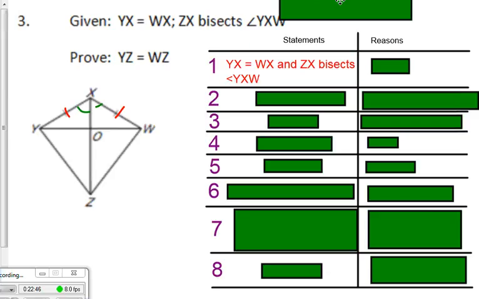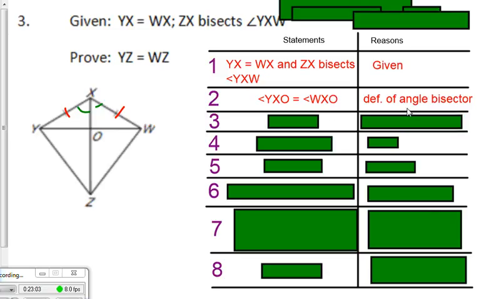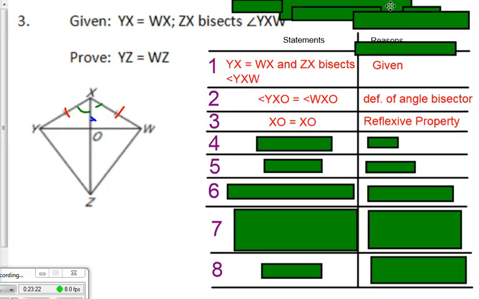So our first statement is, again, all of the given information. What can we say from there? Well, we can say that angle YXO equals angle WXO. Again, definition of angle bisector. They told us that. That's why we can draw that in, because it bisects those two pieces. I can say that from X to O is the same length as from X to O. So I just draw the lines right there. Those are the exact same lengths. Why? Well, that's the reflexive property. Anything has to equal itself.